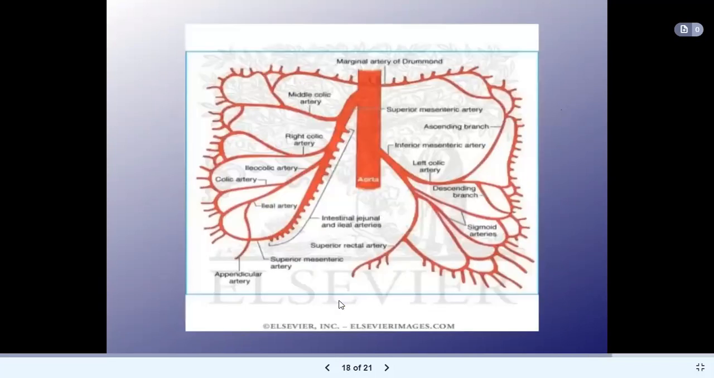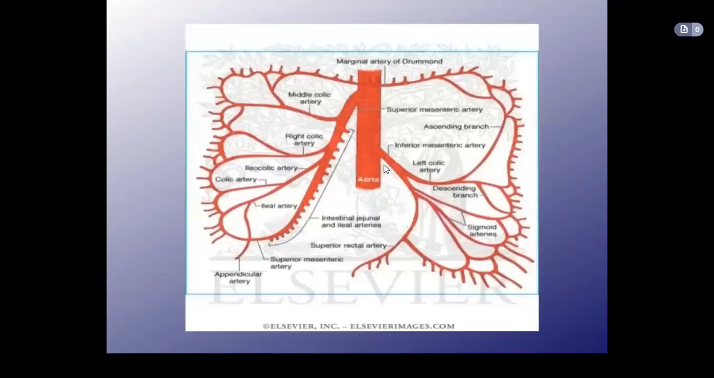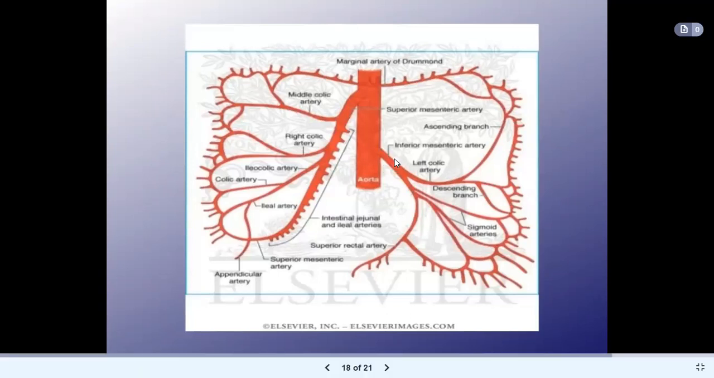So let's look at this beautiful diagram. Now let's identify our inferior mesenteric artery. Here you find your inferior mesenteric artery. This is your abdominal aorta here, okay? Now here you find your superior mesenteric artery and here your inferior mesenteric artery. So the inferior mesenteric artery, we said, will give the first branch, the left colic artery.